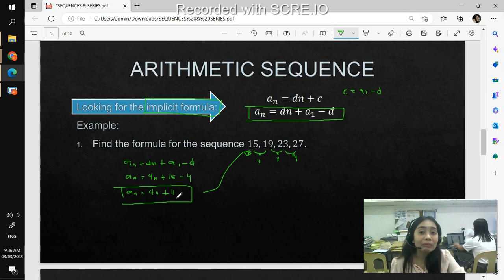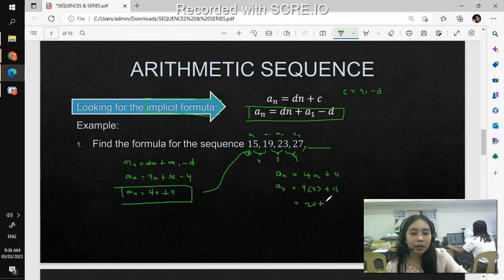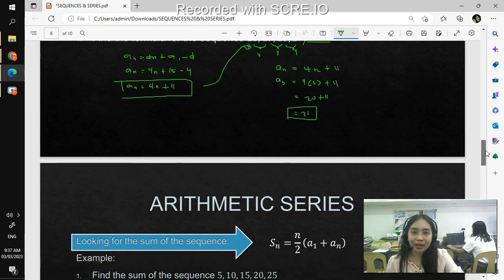It means that this formula can be used to look for the next few terms of the sequence. So if you have a sub 1, a sub 2, a sub 3, and a sub 4, let's try to look for a sub 5 using this formula. This is a sub n equals 4n plus 11. So a sub n will be replaced here by a sub 5. This gives us 4 times 5 plus 11. So 4 times 5 is 20, plus 11 gives us 31. Therefore, the fifth term of our sequence is just 31. The same thing, if you add 4 to 27, you will still come up with 31. So again, the implicit formula can only be used for a particular sequence, in this case because we are talking about a sequence.